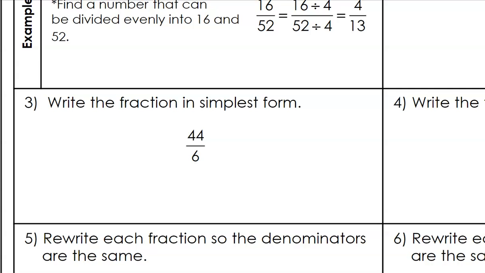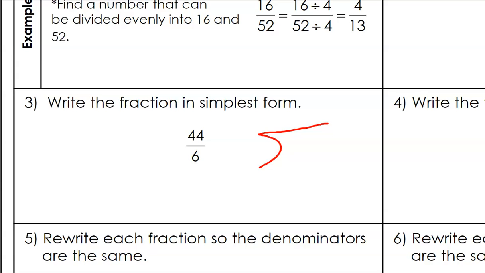Now, putting this in reduced form, this fraction is an improper fraction. So we're going to make it into a mixed number. What makes it improper is that the numerator is larger than the denominator. Okay, so we're going to divide.